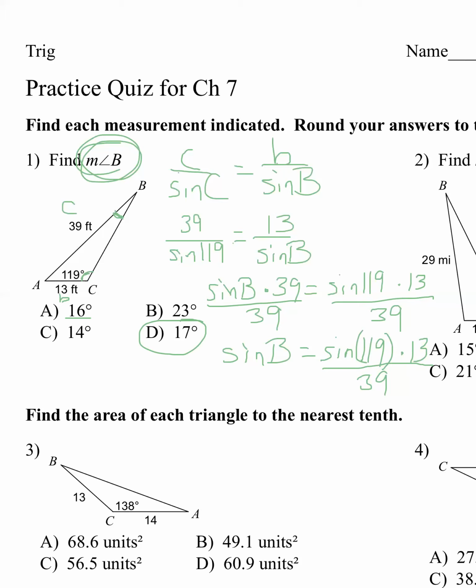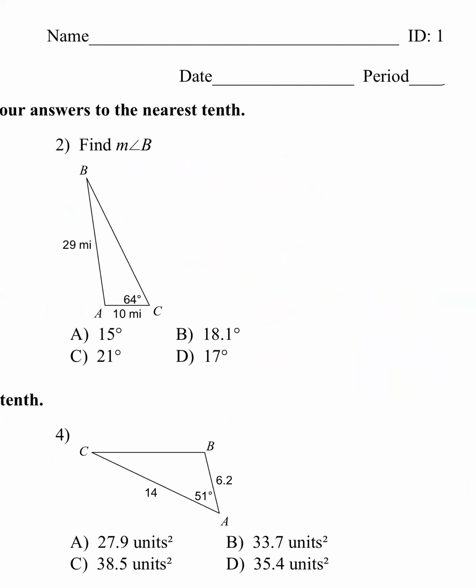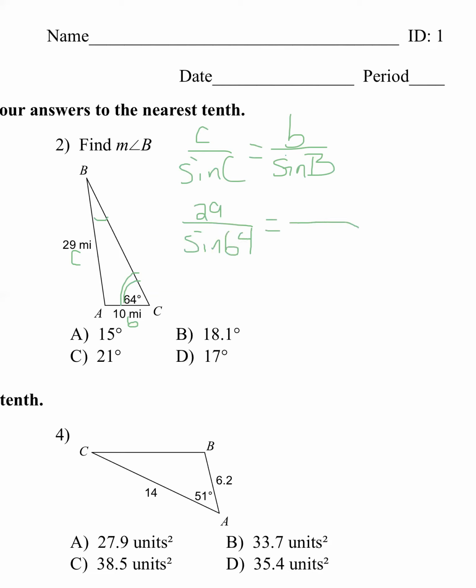Let's move on to number 2. I'm trying to find angle B again. It's pretty much the exact same thing. They gave me angle C and I have lowercase c. I'm looking for angle B, but they gave me lowercase b. So I again will do c over sine C equals b over sine B. Lowercase c is 29, sine of C is sine of 64, lowercase b is 10, and angle B is the one I don't know.